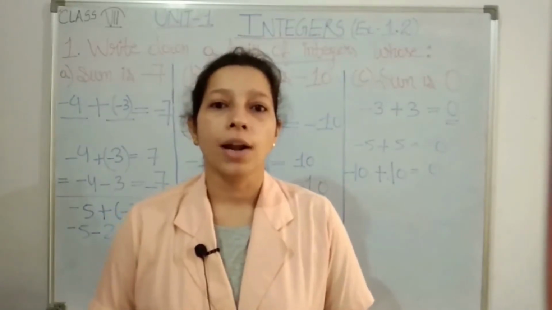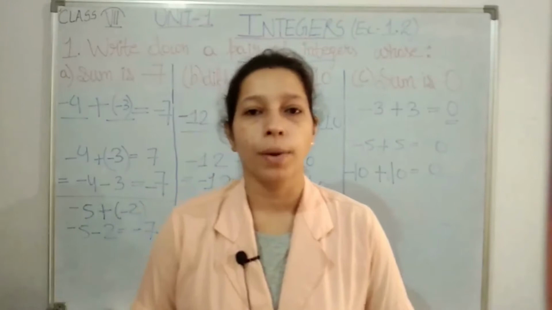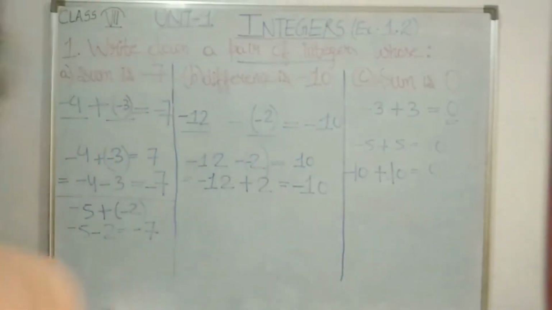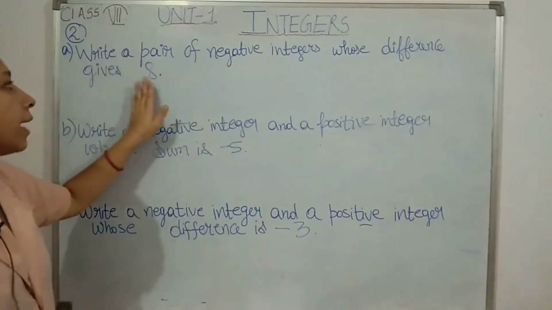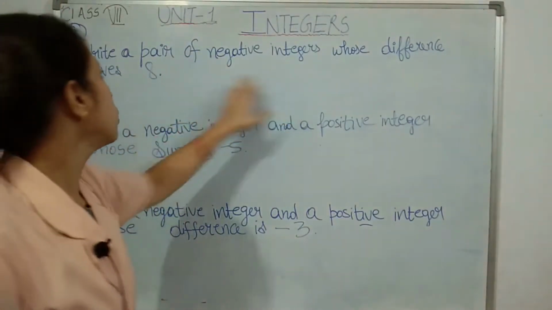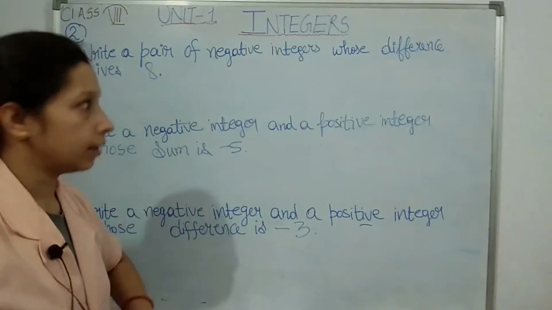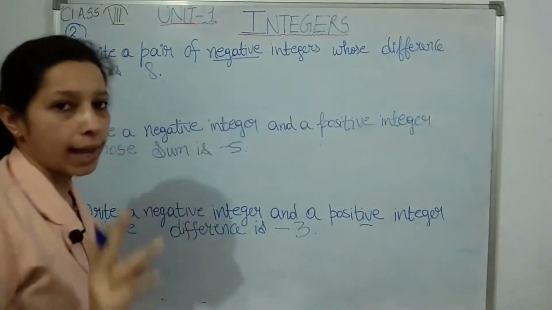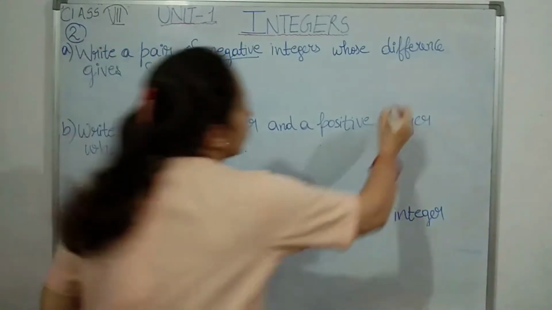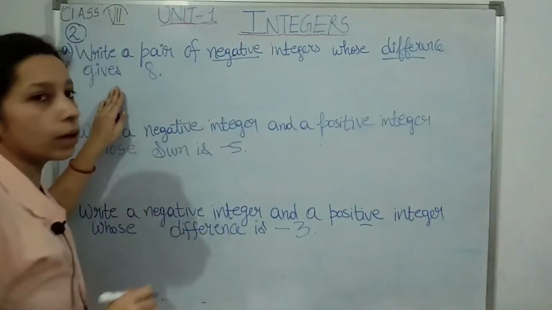Now we are going to start question number 2, students. Question 2, part A. Write a pair of negative integers whose difference gives 8. So students, here it is mentioned that you have to only take two negative integers. On subtracting them, their difference should be equal to 8.